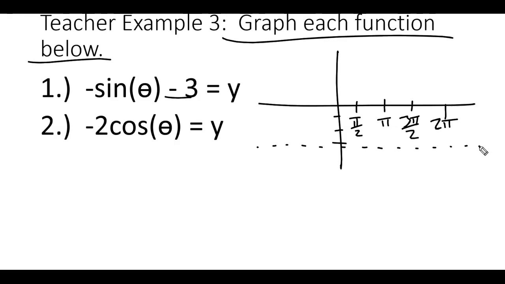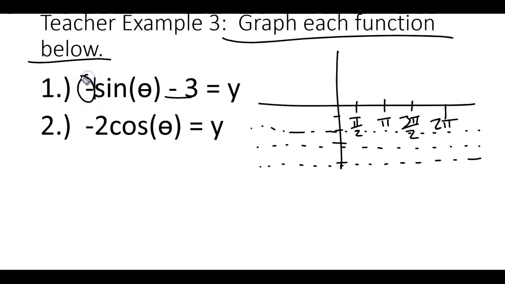Now I don't have a number here in the front of my sine, so I'm going to assume that's a 1, which means that my amplitude is a 1. So I'm going to go up 1 space from there. Then I'm going to go down 1 space from my midline to find my minimum. So all that's old news, none of that's new. But here's where the difference is.